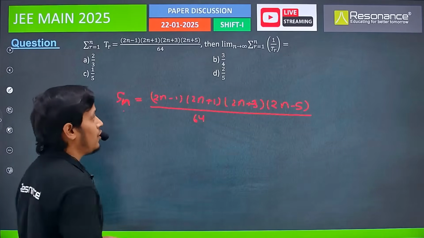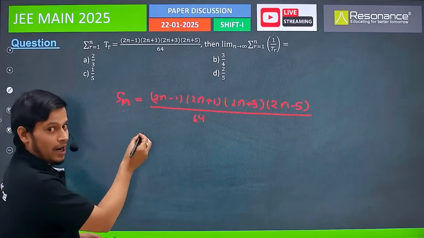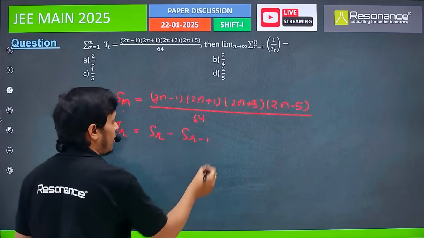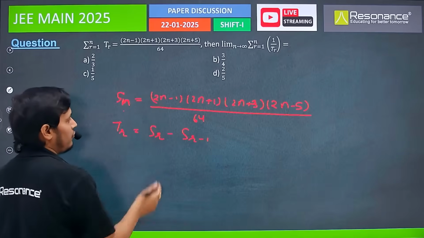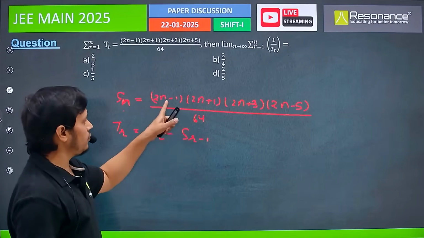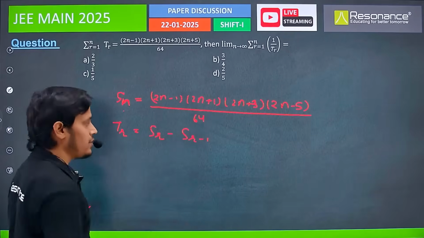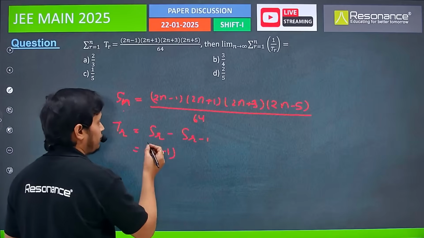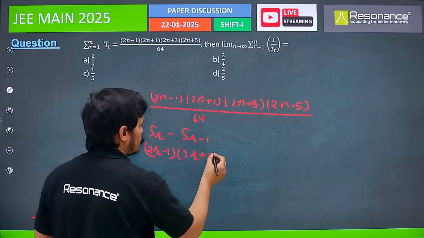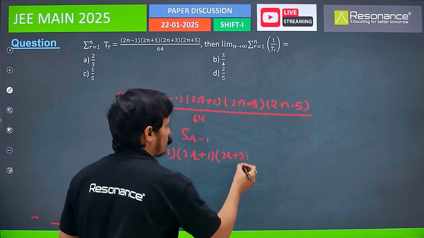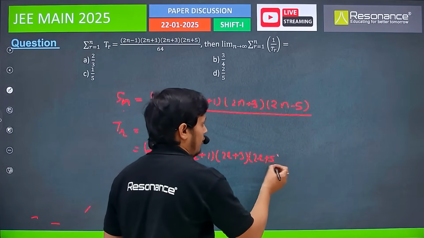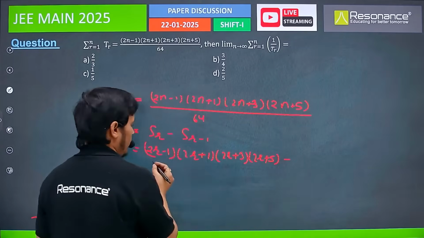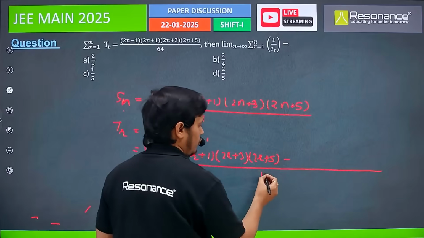Sigma 1 by tr. To get sigma 1 by tr, first I need the rth term. So the rth term can be written as the sum of r terms minus the sum of r minus 1 terms. Okay, Sr we can put from here, Sr minus 1. You just put n equal to r minus 1 for Sr minus 1. So Sr, I am putting n equal to r: (2r minus 1) into (2r plus 1) into (2r plus 3) into (2r plus 5). Okay, by the way, this one was 5. Minus Sr minus 1. In the denominator we have 64, that is going to be common.